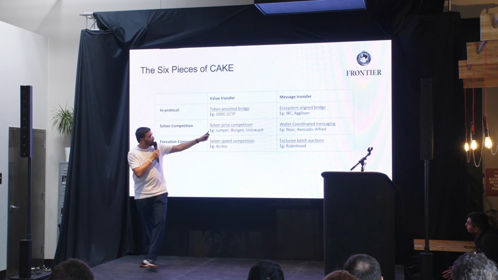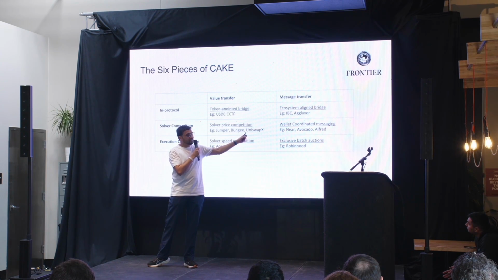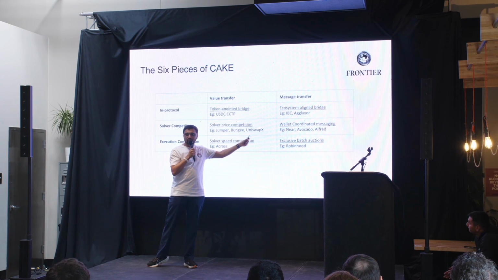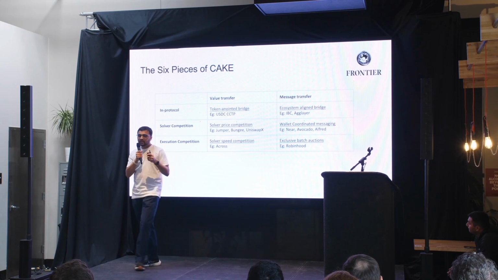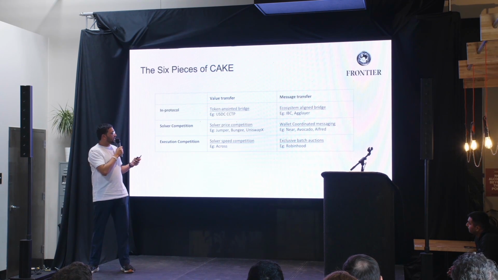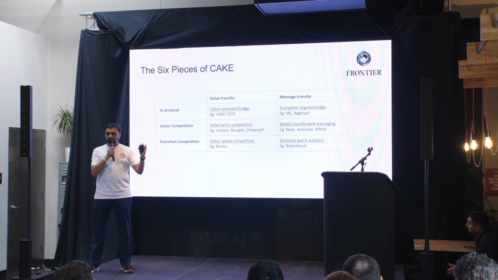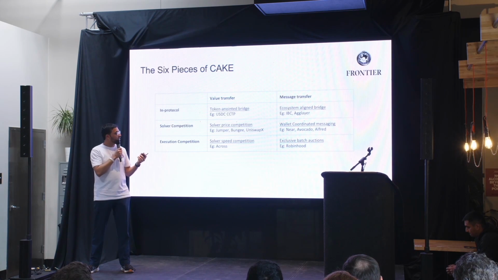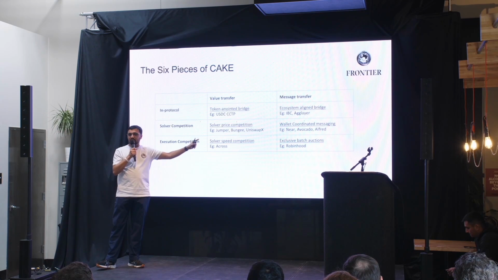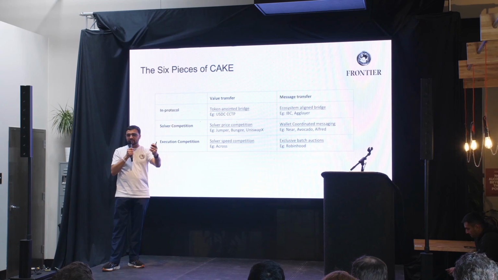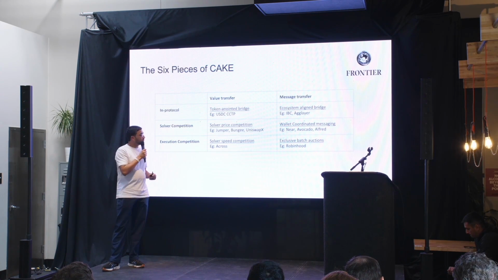The second thing that you would do, if you want to transfer a message and not value, is you would use an ecosystem-aligned bridge. So this is like a Schelling point in an ecosystem, where the ecosystem appoints some sort of bridge which is used to transfer arbitrary messages across the ecosystem. So these are things like IBC, EigenLayer, Superchain, where these are ecosystem-aligned message pathways to transfer messages across different parts of the chain.